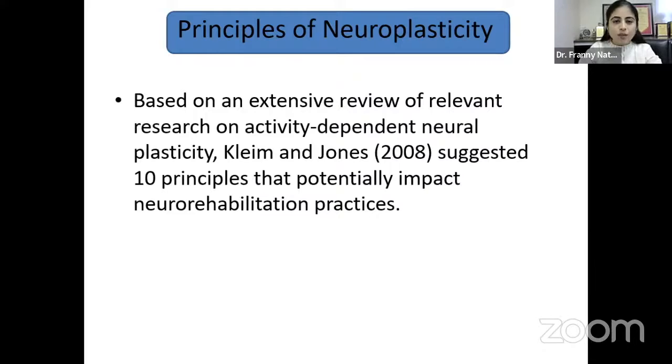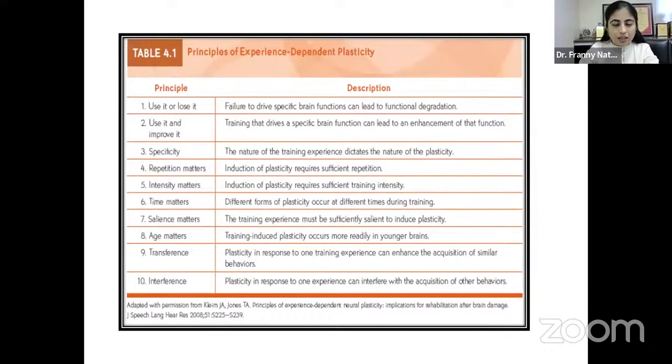So starting with the principles. Kleim and Jones in the year 2008 suggested 10 principles that potentially impact the neurorehabilitation practices, of which we see one by one each one of it. We start with the first one, which says use it or lose it. So it says failure to drive specific brain functions can lead to functional degradation.